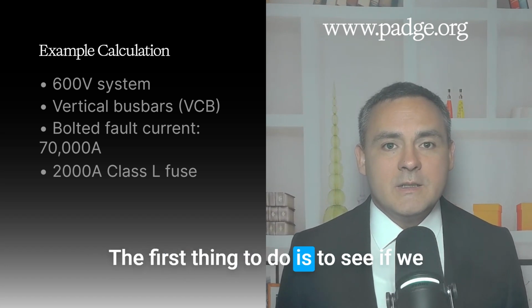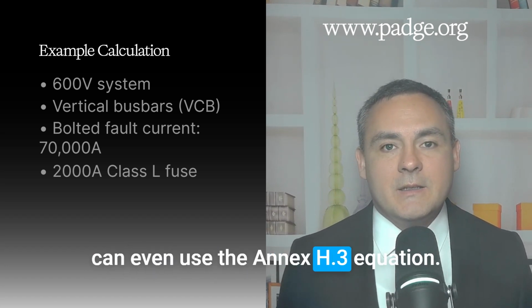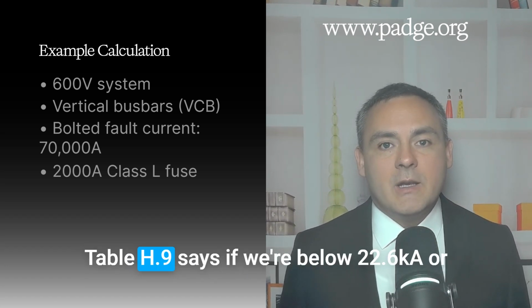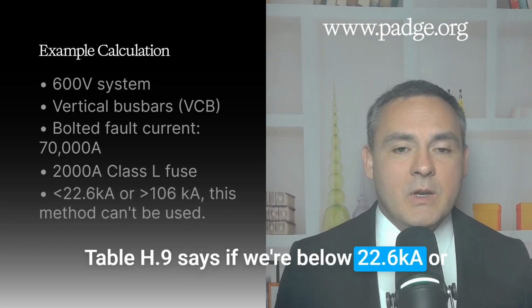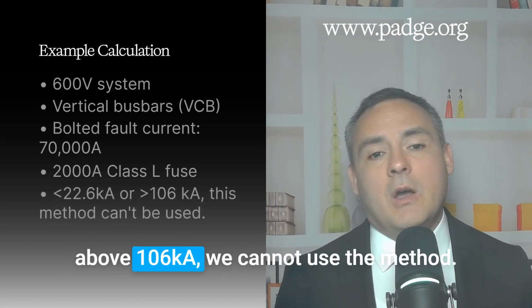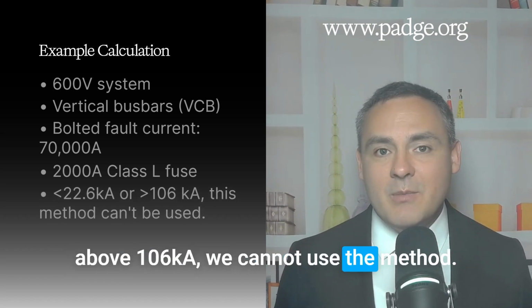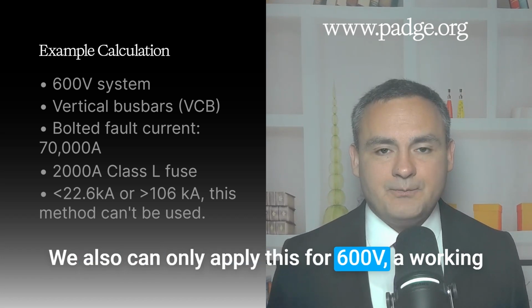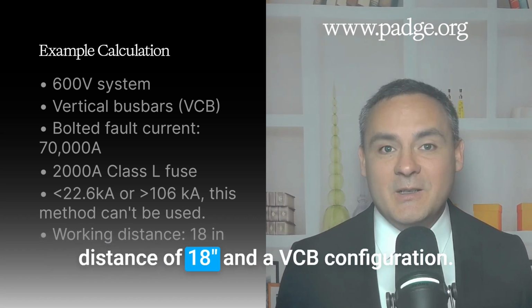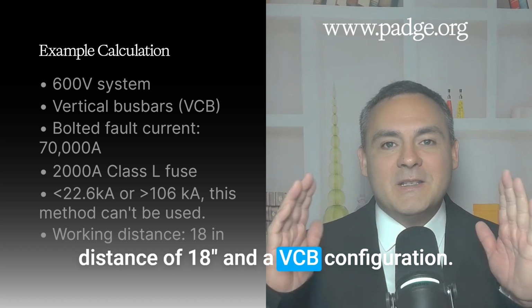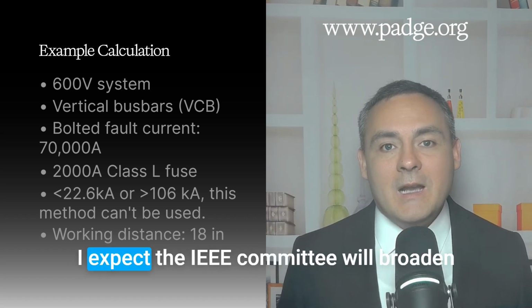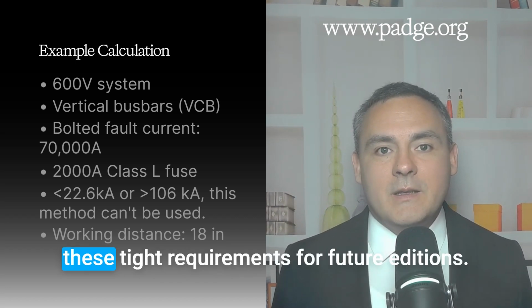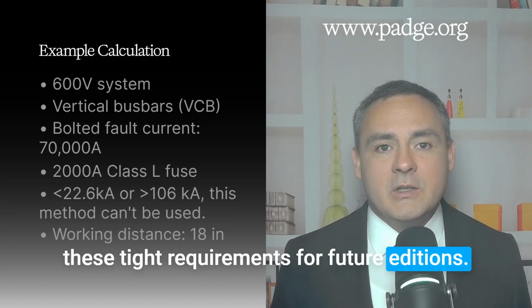The first thing to do is to see if we can even use the Annex H.3 equation. Table H.9 says if we're below 22.6 kA or above 106 kA, we cannot use the method. We also can only apply this for 600 volts, a working distance of 18 inches, and a VCB configuration. I expect the IEEE committee will broaden these tight requirements for future editions.